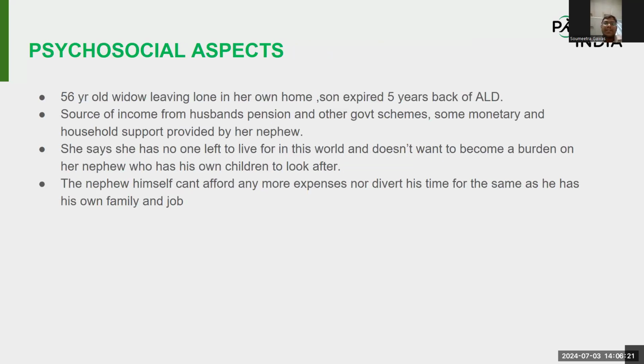Psychosocial aspect. The patient is a 56-year-old widow living alone in her own home. Her son expired 5 years ago because of ALD. Source of income is the husband's pension and other government schemes. Some monetary and household support is provided by her nephew. She says she has no one left in the world and doesn't want to become a burden on her nephew, who has his own children to look after. The nephew himself cannot afford any more expenses nor divert his time for the patient as he has his own family and job to look after.